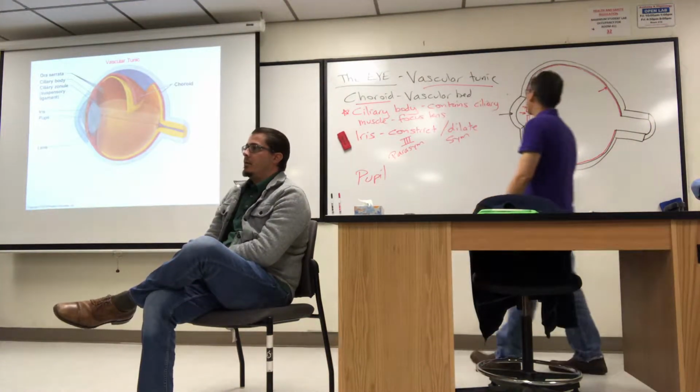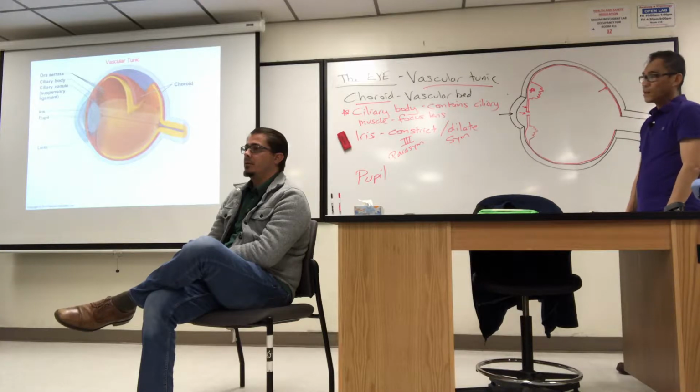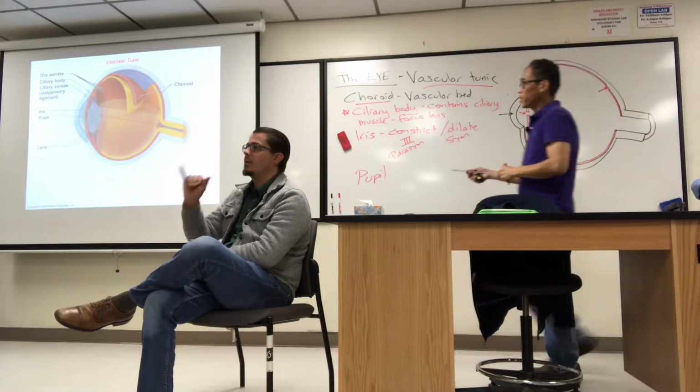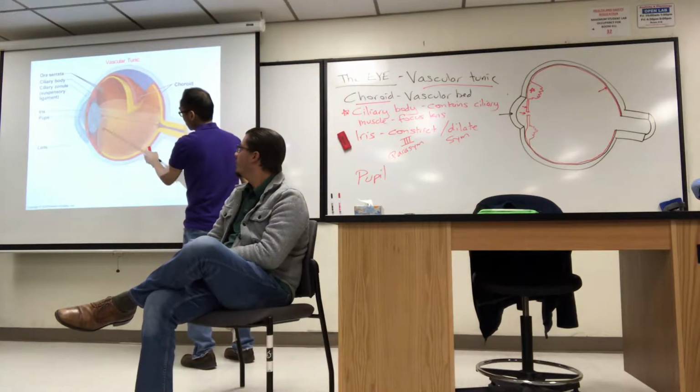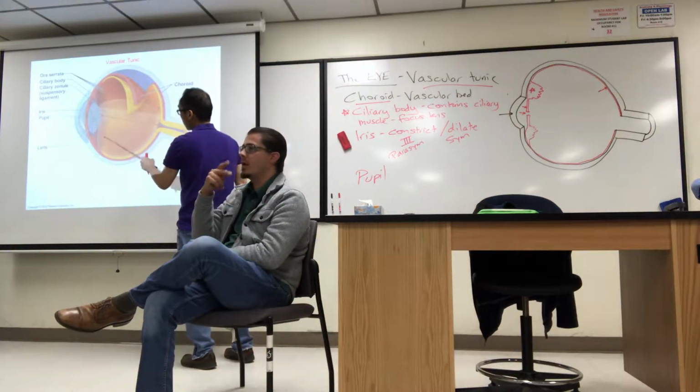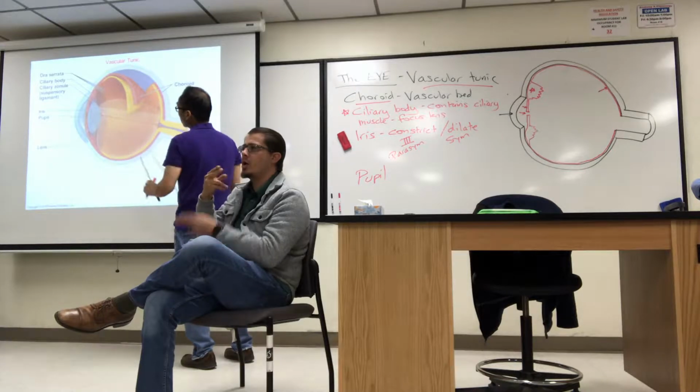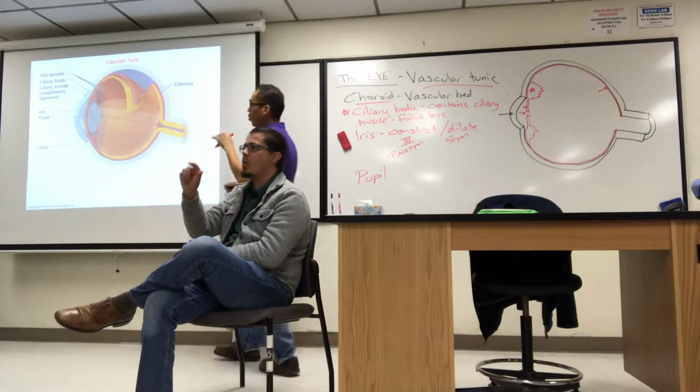However, you also see this pretty arrangement, 360. You'll see it on your cow eyeball much better. It's called the ora serrata.